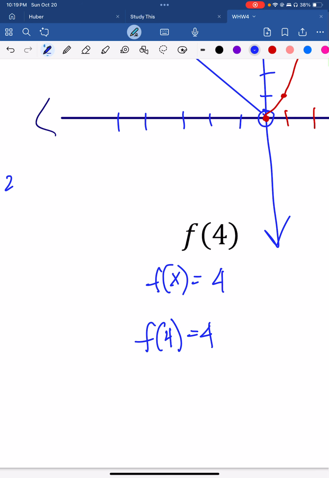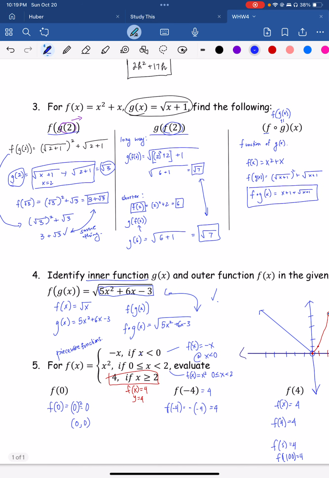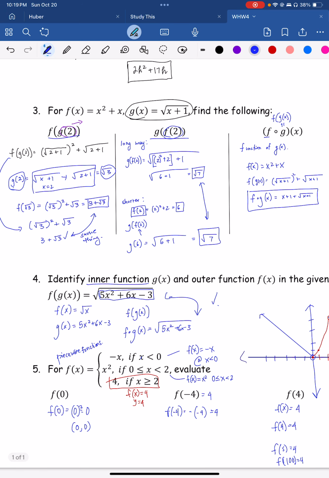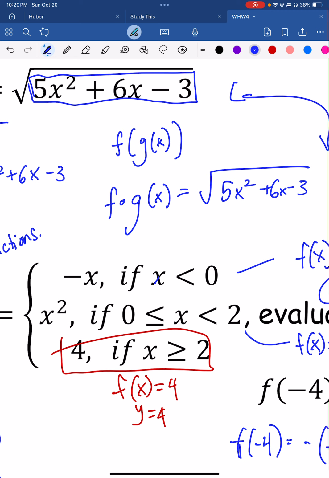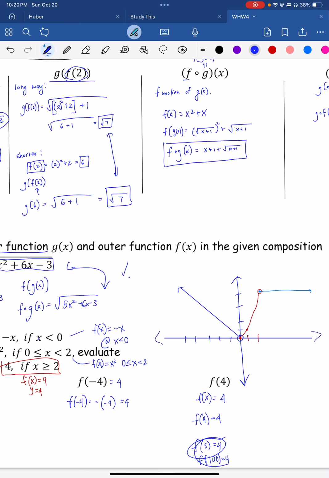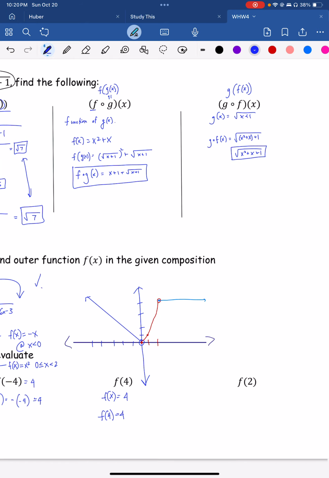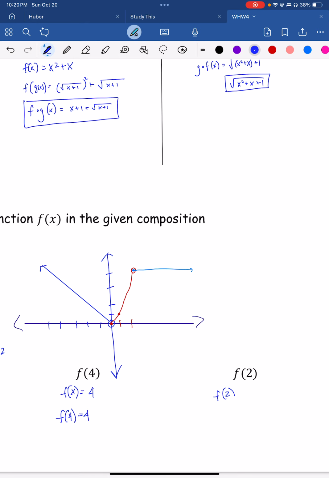In the same way, you could do f of 5 is equal to 4. F of 100 is equal to 4. Because 5 and 100 are all greater than or equal to 2. And then the last question, f of 2.